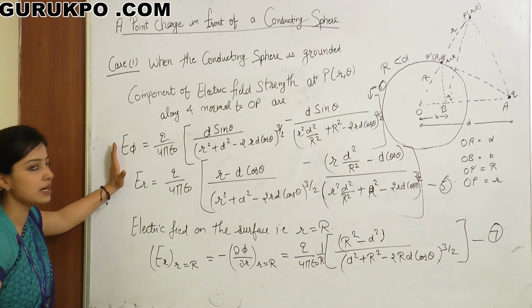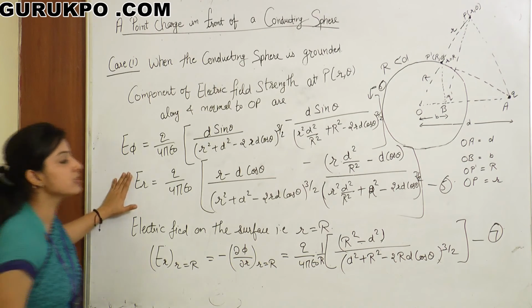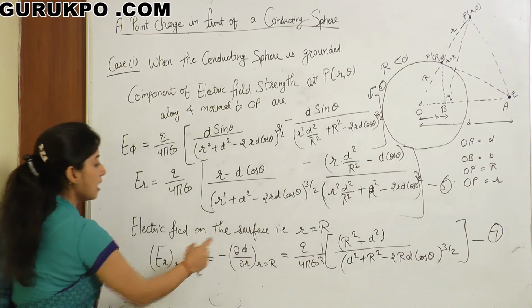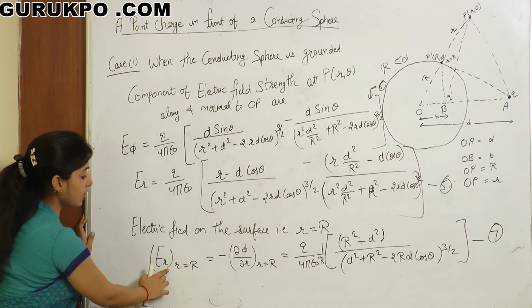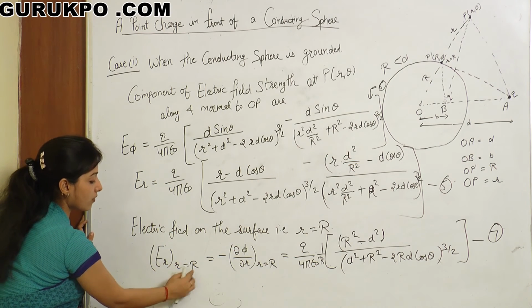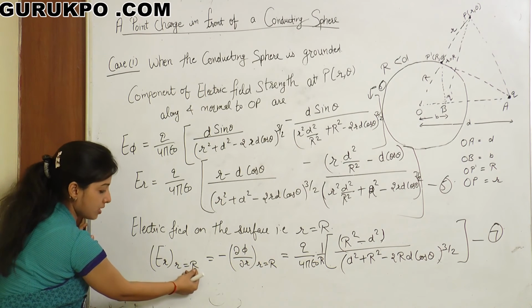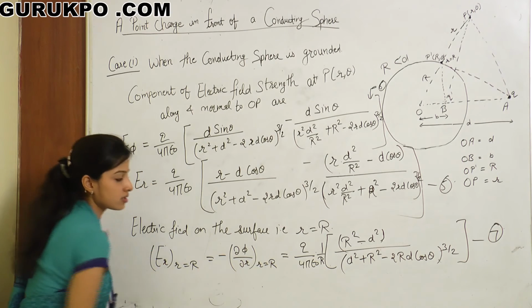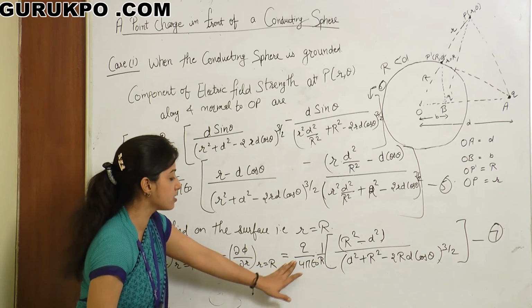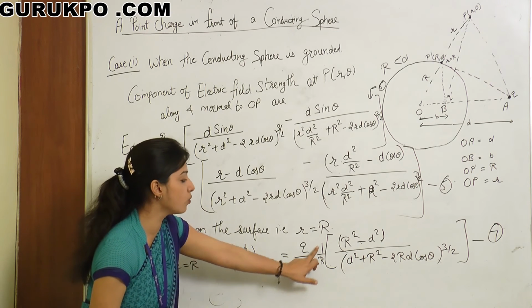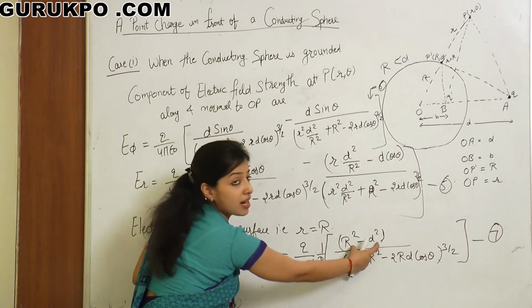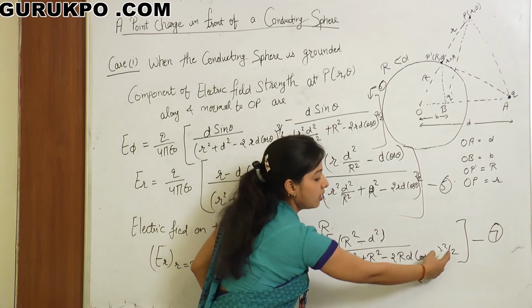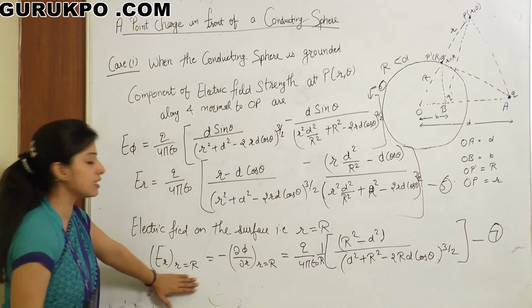Now we have to find out the value of these components at the surface of the sphere. At the surface of the sphere, r equals R. When we put small r equals capital R, E r equals minus del phi upon del r at r equals R. We get Q upon 4 pi epsilon naught into 1 upon R into (R square minus d square) upon (d square plus R square minus 2Rd cos theta) whole power 3 by 2, and this is our seventh equation.